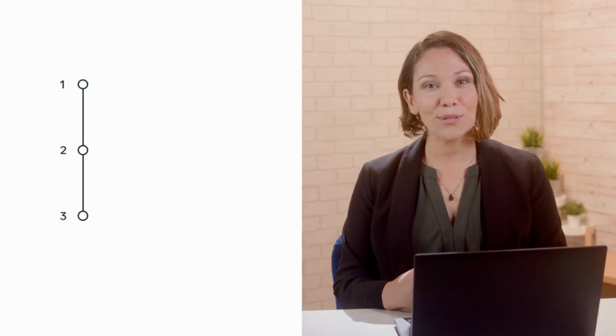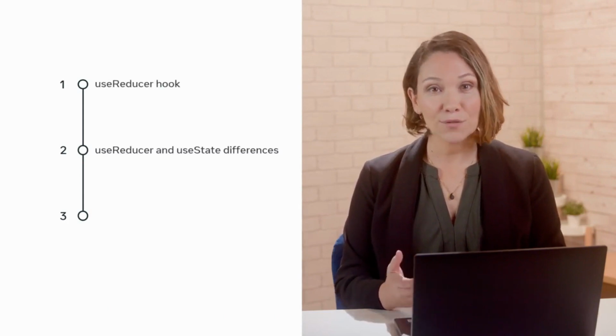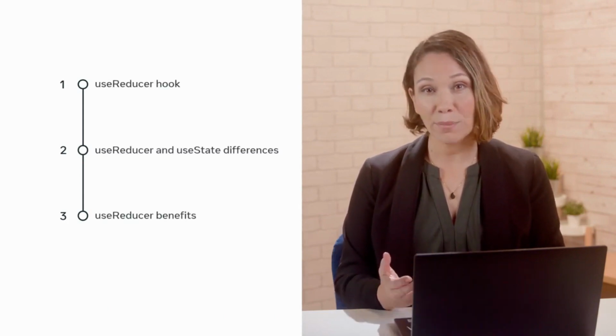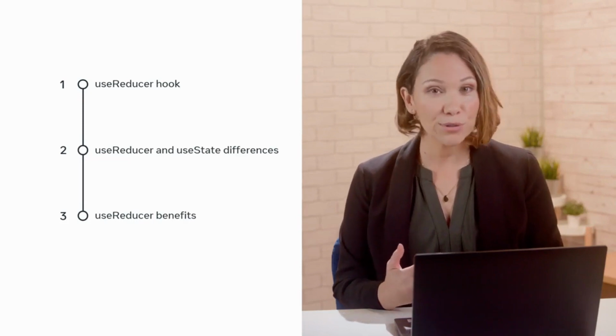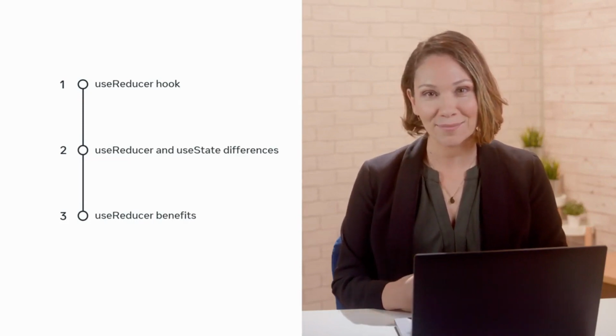Now the Little Lemon restaurant will be able to keep track of their expenses so that they have a clear view of how much profit they're making from their business. In this video, you have learned about the useReducer hook, how it differs from the useState hook, and why it can be a beneficial and more efficient solution in certain circumstances.